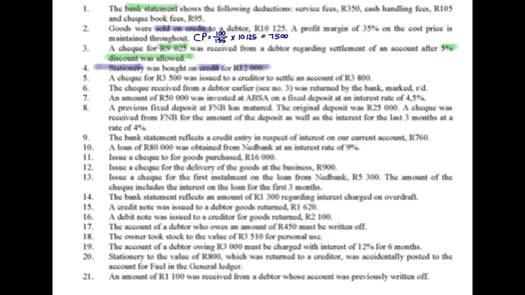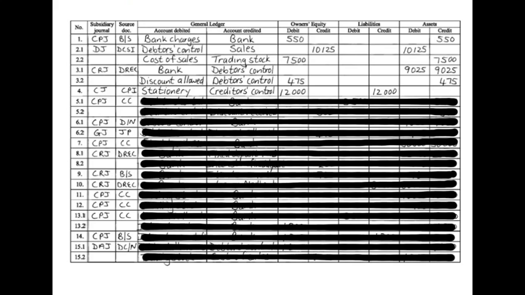Number 5, a check of 3,500 was issued to a creditor in settlement of the account of 3,800. So settlement means we paid the account in full. Therefore the difference between what was paid and the amount taken off of my account, the 300 difference, is discount that was received. So 2 entries again needed.